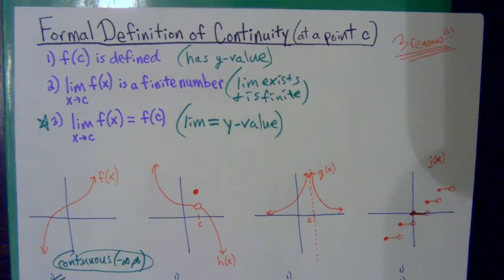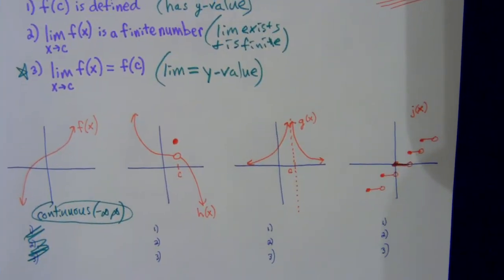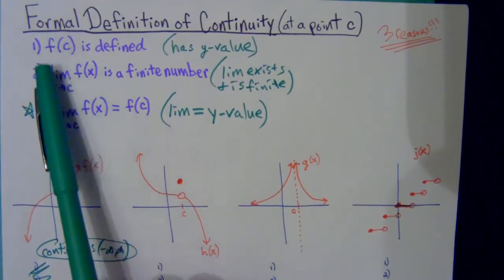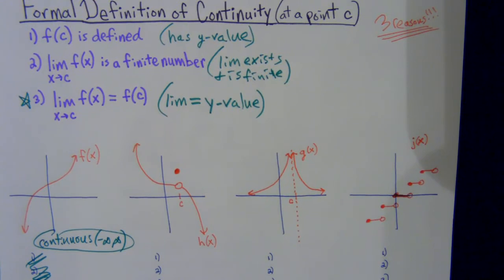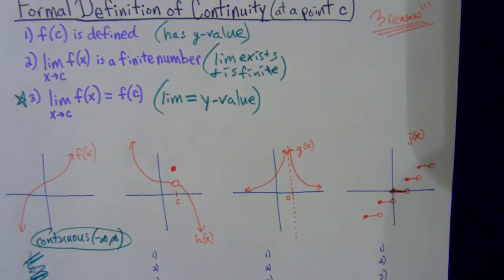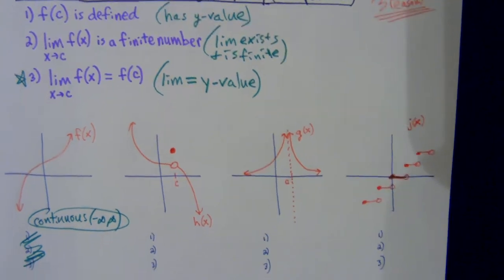So what I want to do here, I have 4 graphs, and I just want to go through each one of these stipulations and just put a check if it satisfies that, or put an X if it doesn't satisfy that. And then if I ask you why a graph is not continuous, we'll go through and make sure we're clear on the 3 reasons that you're going to use right there, okay?